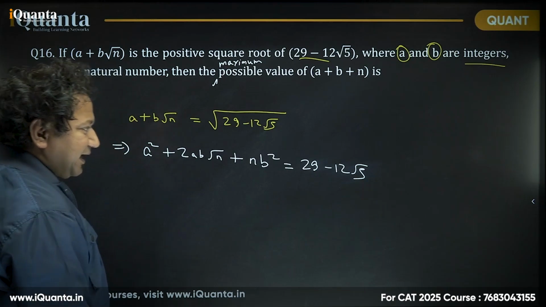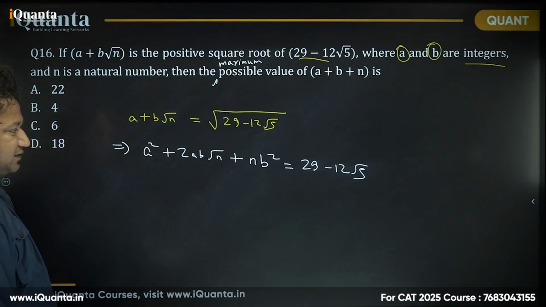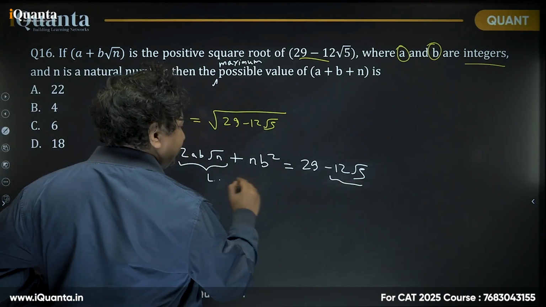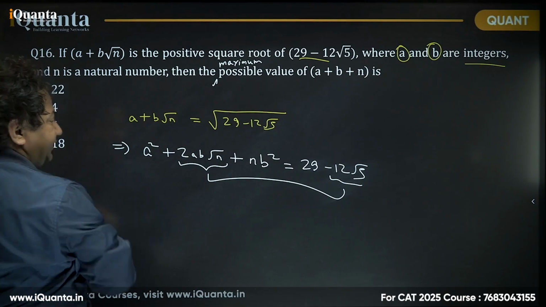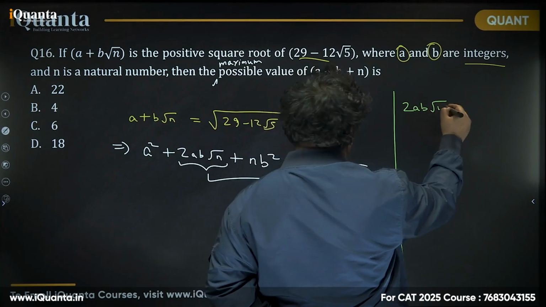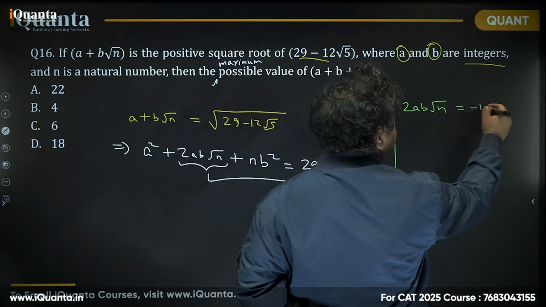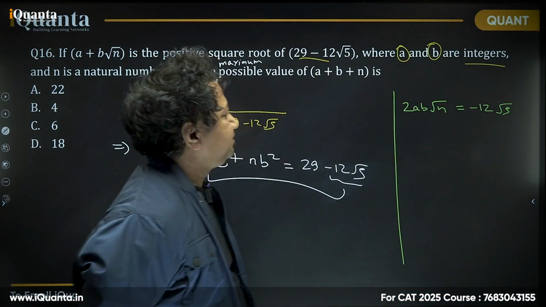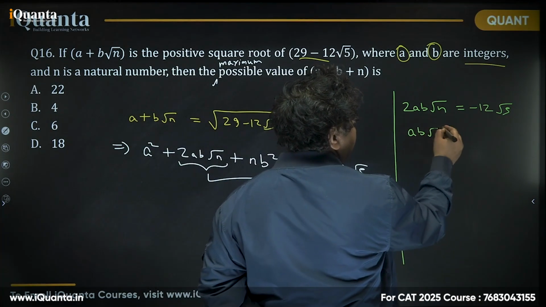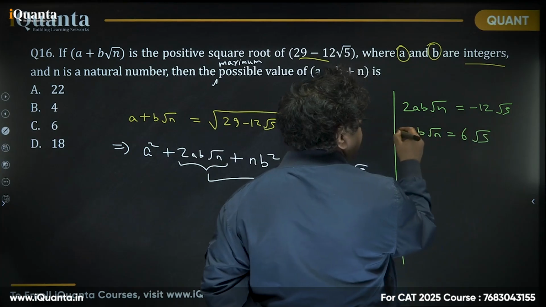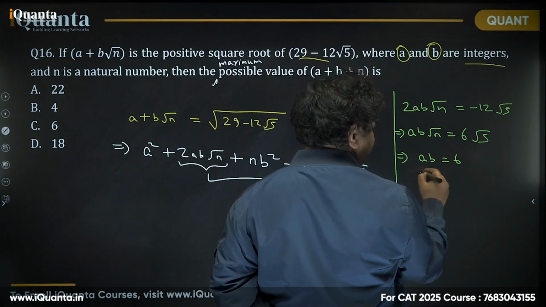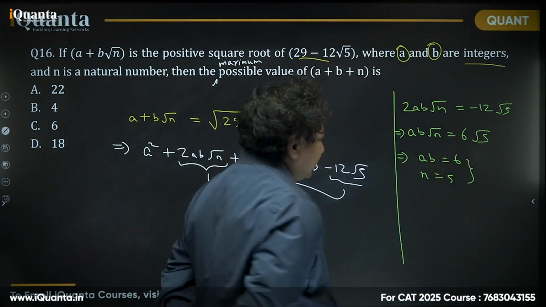I can compare the like terms, isn't it? The terms which have this irrational root n part can be compared, right? So if I compare that, what do I get? I will get 2ab root n is equal to minus 12 root 5. Well, having said that, ab root n will be equal to minus 6 root 5. It looks pretty clear to me that ab is 6 when n is 5. This can be one case. Can we have more such cases?